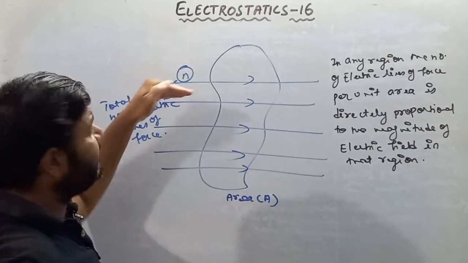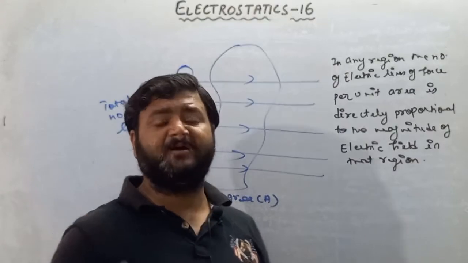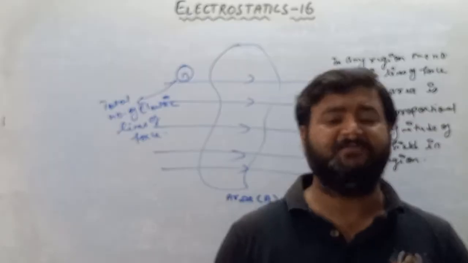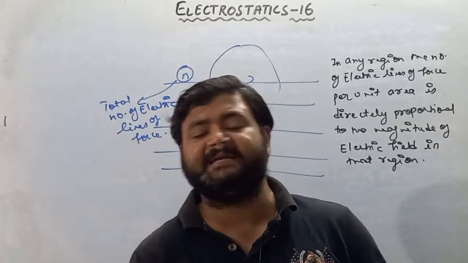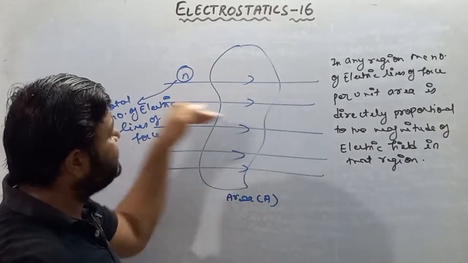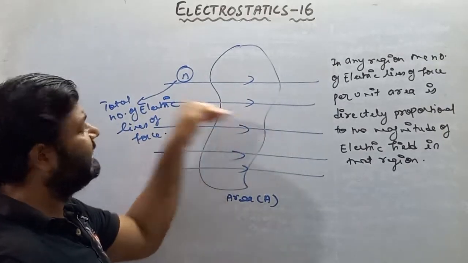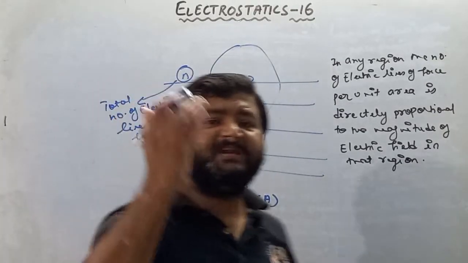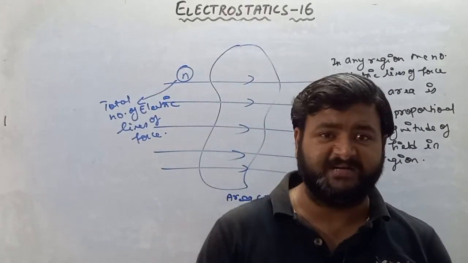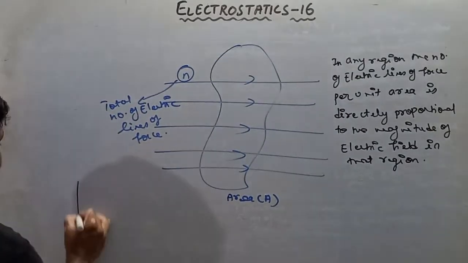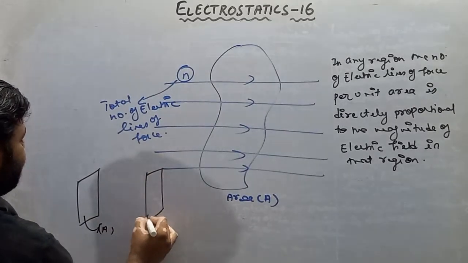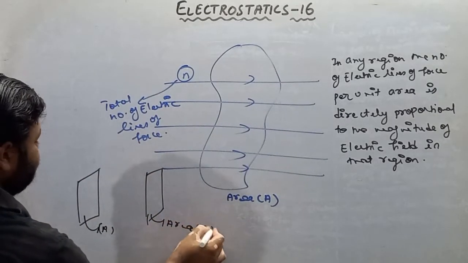So if the number of electric field lines passing through any unit area is more, then in that region we'll understand that the electric field is strong, because the representation of the electric field here is through electric lines of force. So if the number of electric lines of force is more, then it is obvious that in that region the electric field is also strong. See, I'll give you an example. Let's suppose we have an area, area A, and one more area is here. Let's suppose both areas are the same.